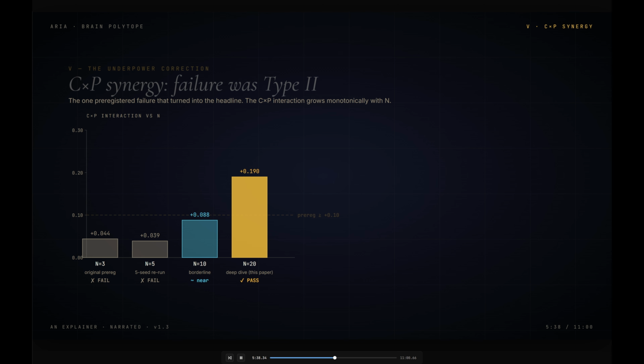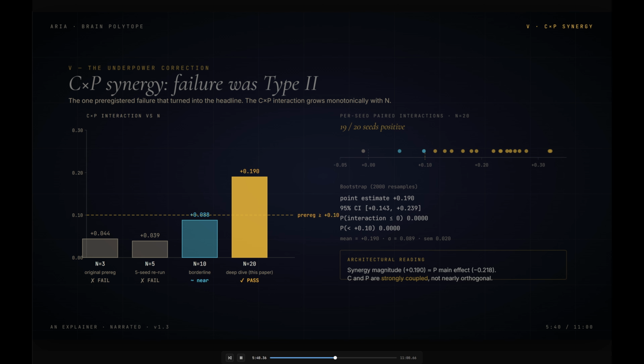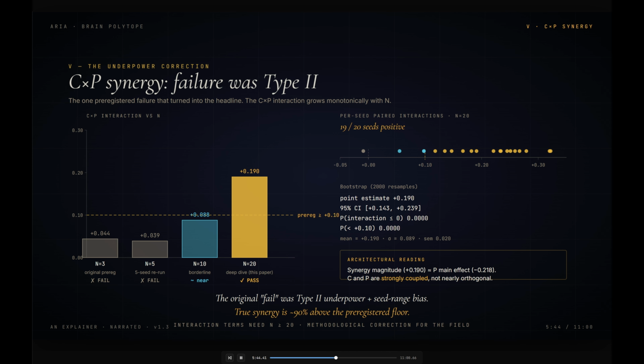One of the most important results came from an initial failure. A preregistered C by P interaction failed at low seed count. At n equals 3, the effect was too small. At n equals 5, it still failed. At n equals 10, it became borderline. At n equals 20, the interaction passed clearly. 19 out of 20 paired seeds were positive. The bootstrap confidence interval stayed above the preregistered threshold.